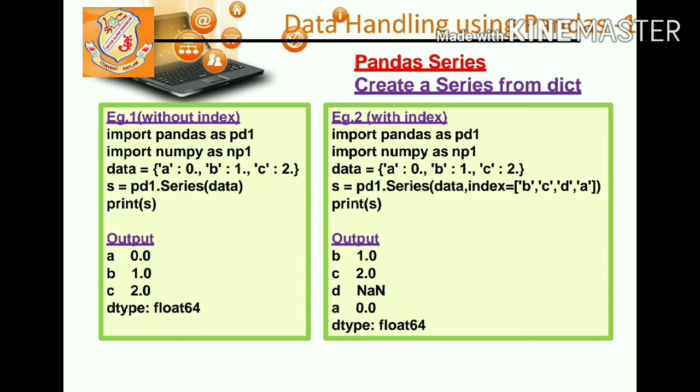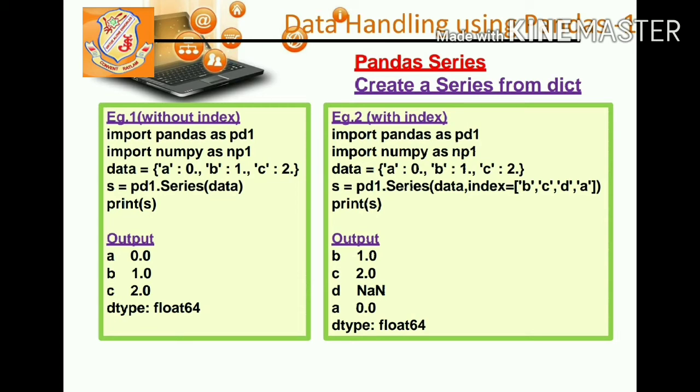Now in the with-index example also everything is the same, but when we are creating a series by using the Series function which we are saving in s, the index we are specifying as B, C, D and A. Now concentrate on the output. Here there is a variation. B comes first in the index, so its value will be 1 from the dictionary. You can see the dictionary. C is second, so its value is 2 from the dictionary.